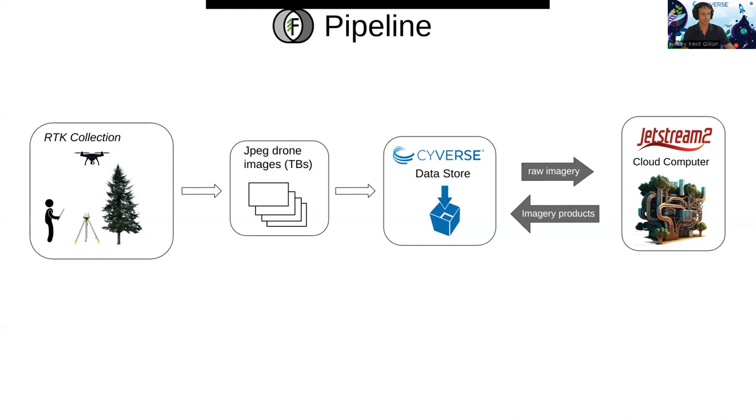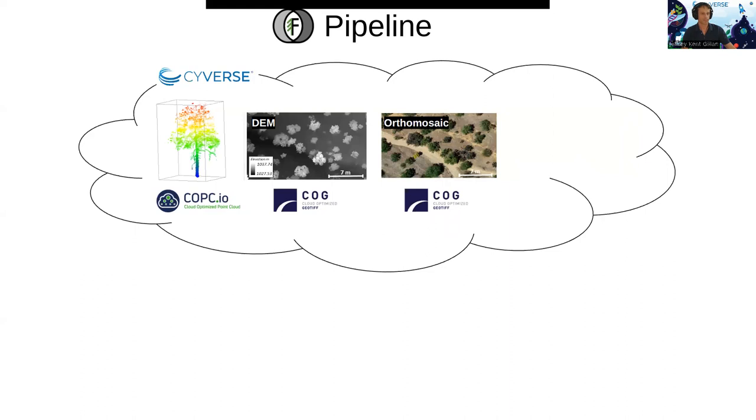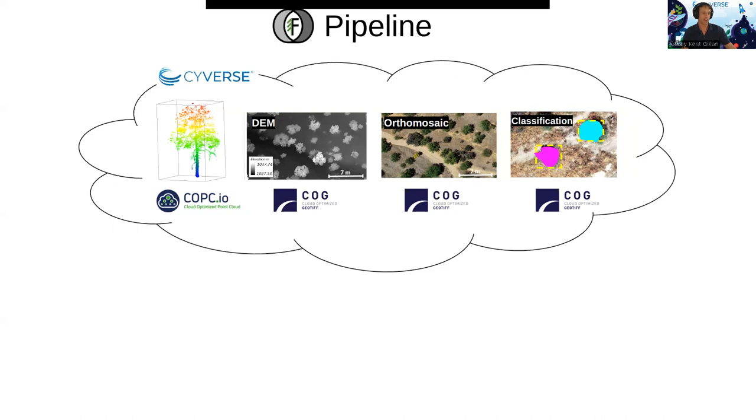So here's what that looks like. Here we are in our CyVerse cloud storage, or the CyVerse data store. We're going to make point clouds in a cloud optimized point cloud way and put them up in cloud storage. We'll make digital elevation models, orthomosaics, and other analysis products like classification. And all of those two-dimensional products will be COGs, or cloud optimized GeoTIFFs.